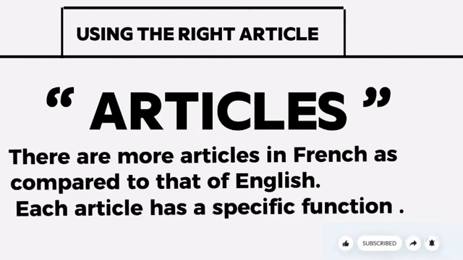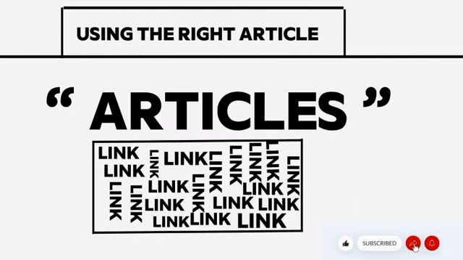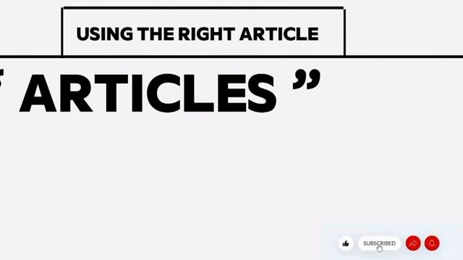Anyway, if you always make mistakes in French because you do not know the right time to use the right articles, you can always go and check that video. I am actually going to leave a link to that video in the description box. But in this video, I am going to quickly brush through the articles in French with you. But just as I said previously, if you want a more detailed video, go and check it out in the description box. Alright people, these are the various articles in French with their grammatical functions.